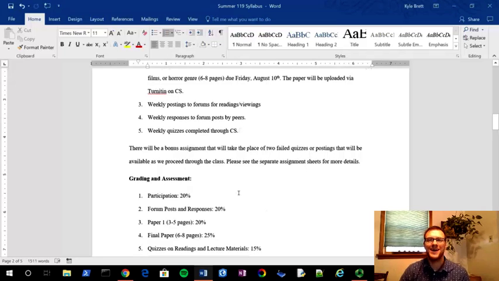There will also be a bonus assignment coming. This is to replace 2 failed quizzes or postings. So if you miss 2 postings, which are a huge part of your grade, as you can see in the grading and assessment outline, you'll have an opportunity to make those up with this bonus assignment. And more details will follow on that on a separate assignment sheet.